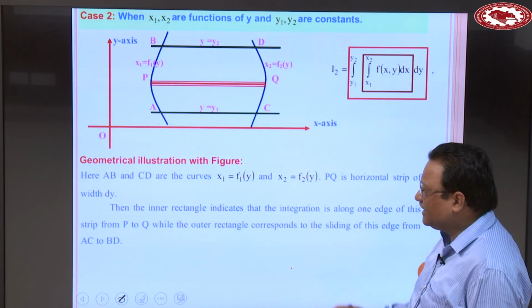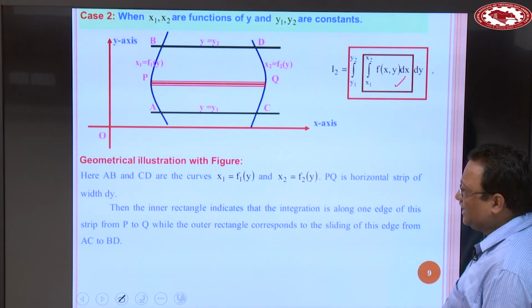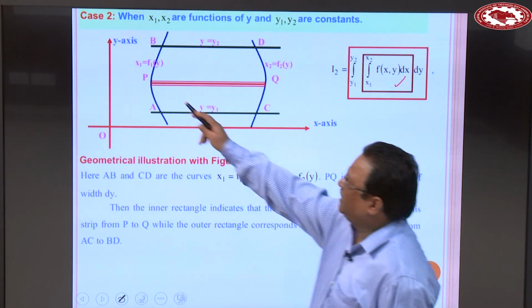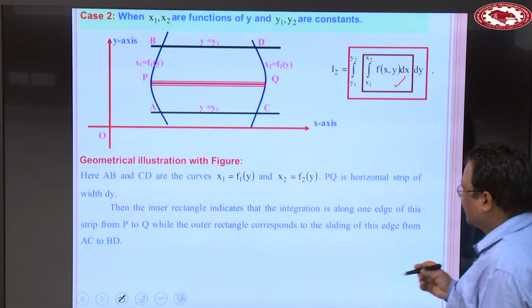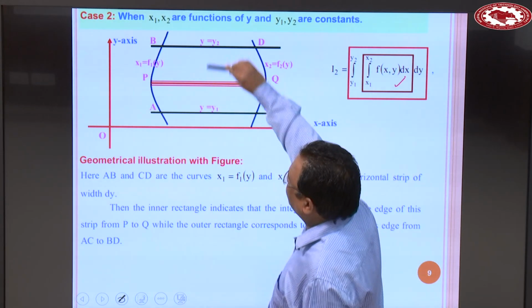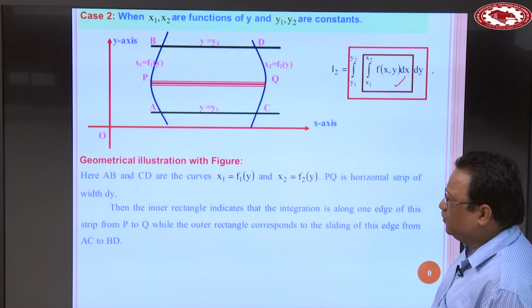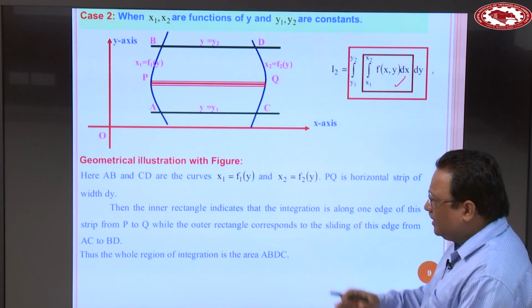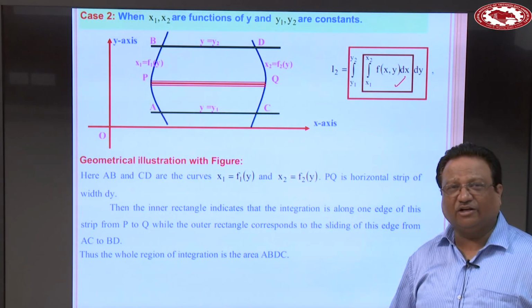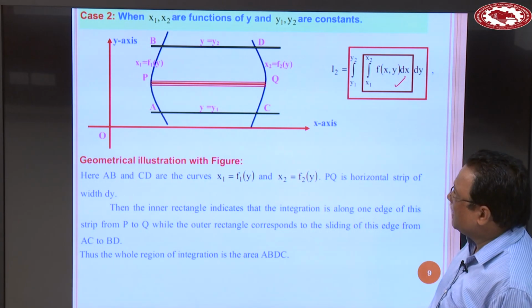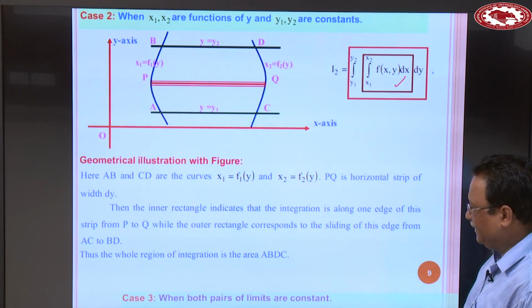Then the inner rectangular integral, this indicates the integration is along one edge of this strip from P to Q, and while the outer rectangular correspond to the sliding of this strip, means this strip slide from this line to this line, clear, sliding of this strip from AC to BD, okay, and the whole region of integration is nothing but this area ABDC, okay.